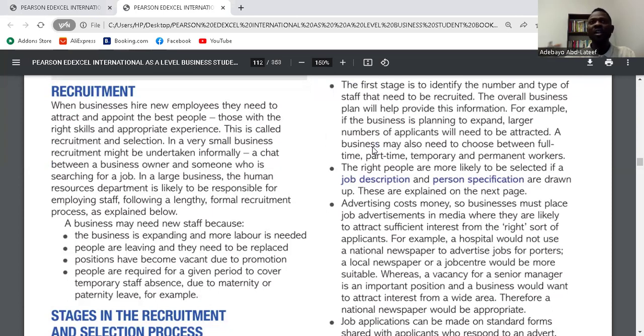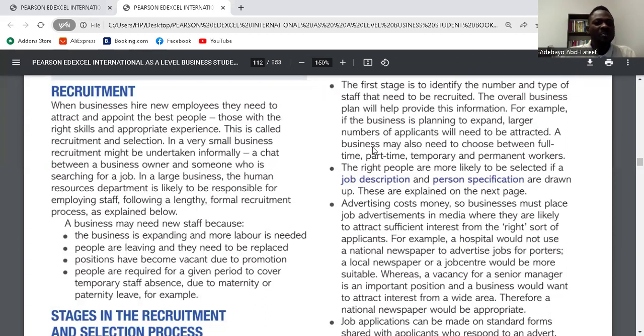A lot of people will come, and you choose from them to fit in the position, to fill that gap. That is what selection is about. Looking out for that individual that will fit in the position, that is recruitment. Selecting, choosing the best person for the position, that is selection. You get it, right?